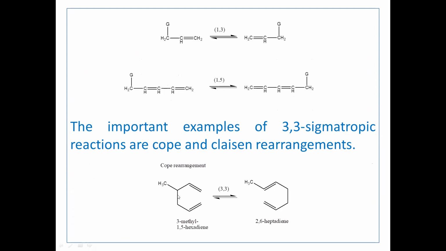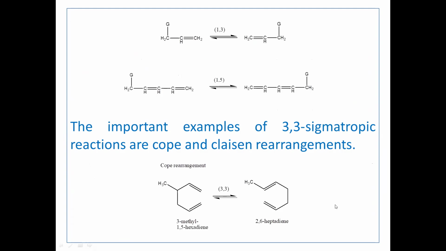Very often this migrating sigma bond is placed in between two pi systems. And the examples of such reactions are Cope and Claisen rearrangements. So here we can see it is a 1,5 diene. And here this sigma bond moves from this position to this position. So this end of the sigma bond moves by 1, 2, 3 atoms, and this end moves by 1, 2, 3 atoms. And therefore, it is an example of a 3,3 sigmatropic reaction because each end of the migrating sigma bond moves by 3 atoms.